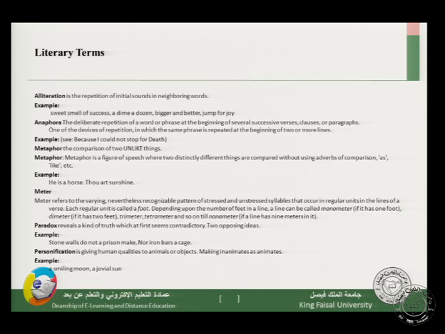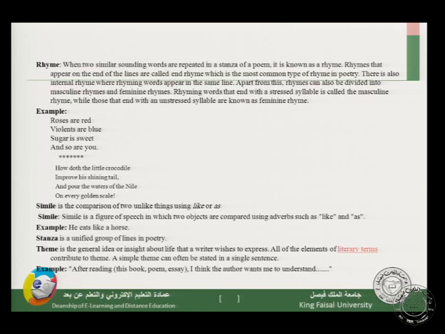Okay. Rhyme. This is also important. Next page. Rhyme, as we call it in Arabic القافية, the final sound. Or the sound that comes at the end of each line of verse and is repeated in a certain poem. The final sound, not letter, sound. We talk about the final sound when two similar sounding words are repeated in a stanza of a poem.